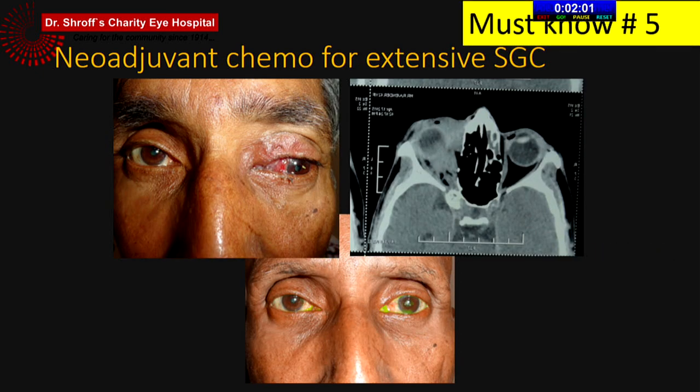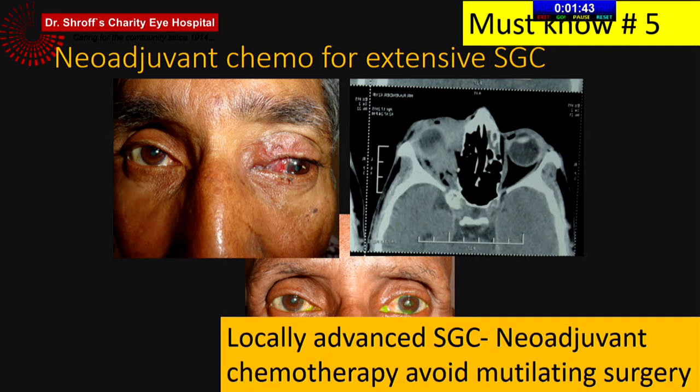So in locally aggressive, locally extensive tumors, we can try to debulk the tumor by initially giving chemo to this patient. 5-FU and cisplatin is the drug which is used commonly, and then probably even if you have to do an exenteration, there is a higher possibility of getting a clear margin, and the surgery will become less mutilating.